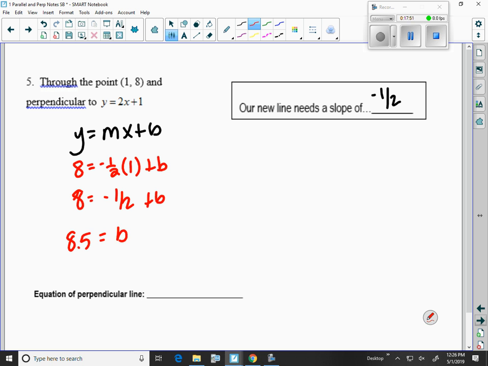Did you subtract the 1/2 instead of add the 1/2? Whoever got 7.5. Yeah, it's going to add 1/2. Or you add the 8 here. Yeah. Oh, I got it right.